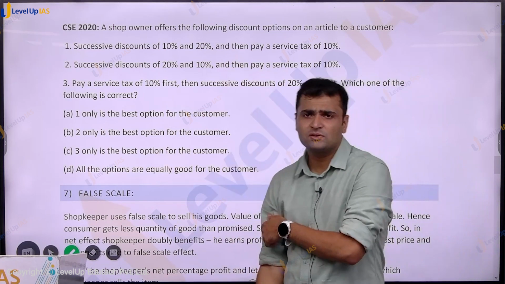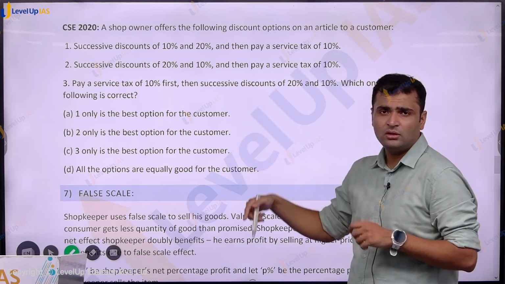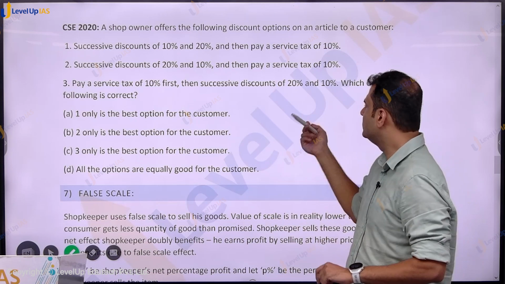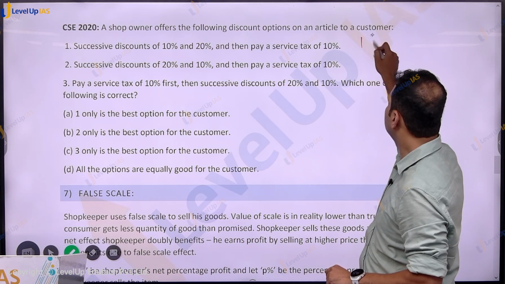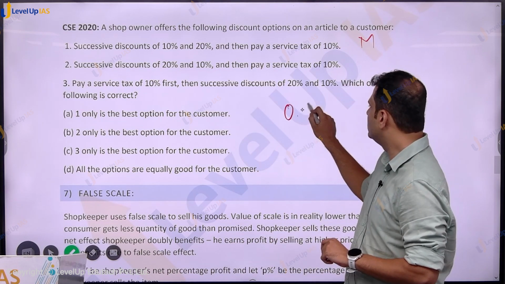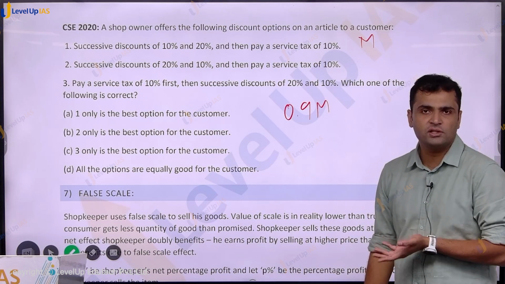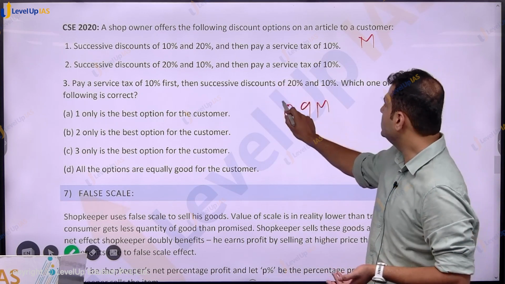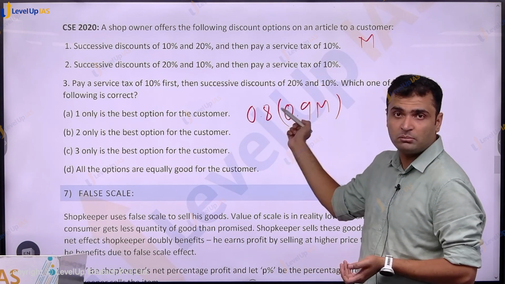So what happens? Firstly, if you get a discount of 10%, discount is given on MRP. Let us assume MRP to be M. So firstly, discount of 10% means the price becomes 0.9 times M, right? That is what a discount of 10% will mean. On this, a discount of 20% makes it 0.8 of this amount.